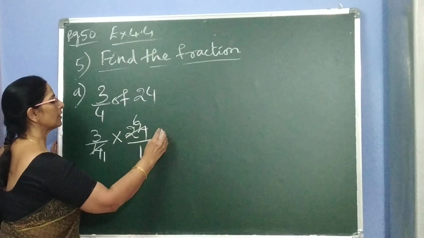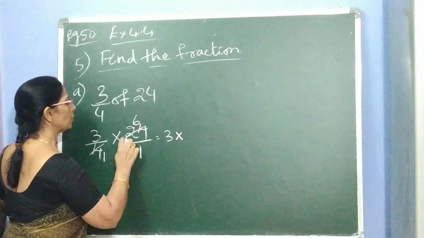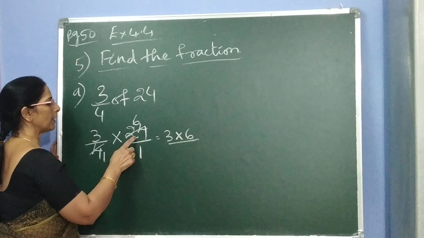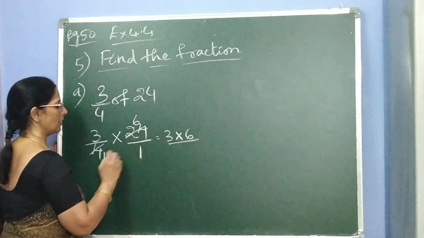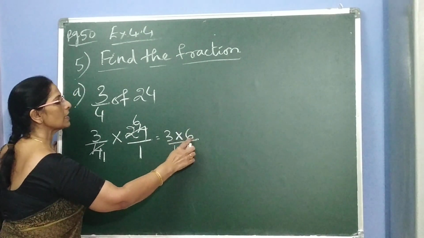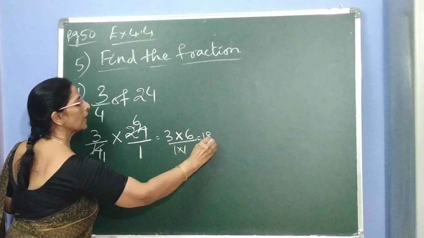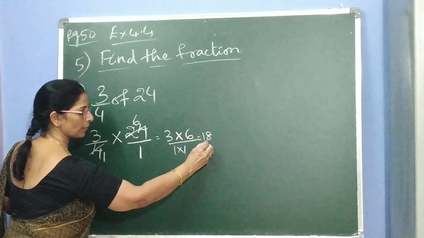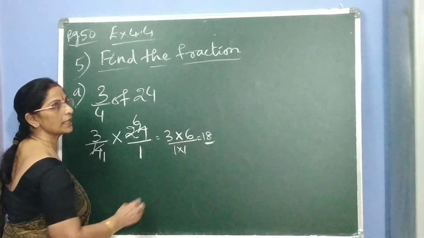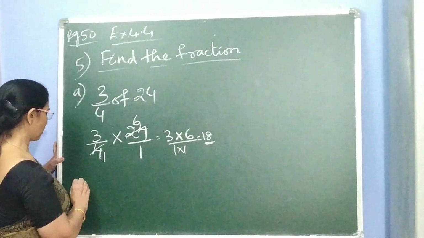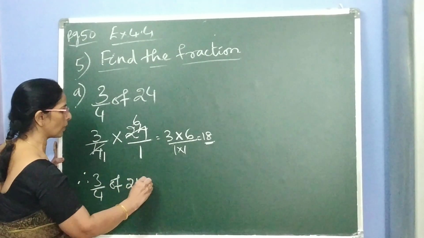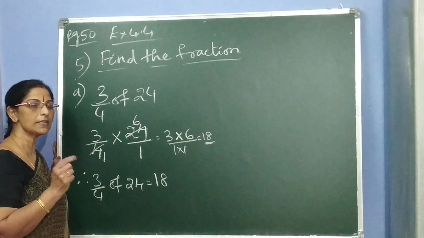So, what are we left with here? Numerator 3 into 6. Here we divided the 24 with 4, then we got 6 here. 4 into 1, 1 into 1. 1 into 1 means 1. Here 3 sixes are 18. Here 1 ones are 1. When we get 1 as a denominator, we need not write it. 18 is the whole number. So therefore 3 by 4 of 24 is equal to 18. 18 by 1 means 18.